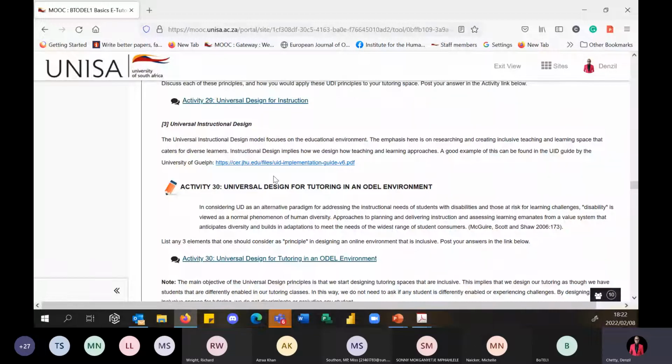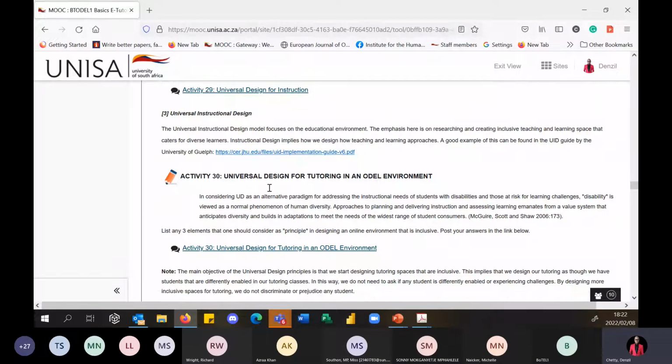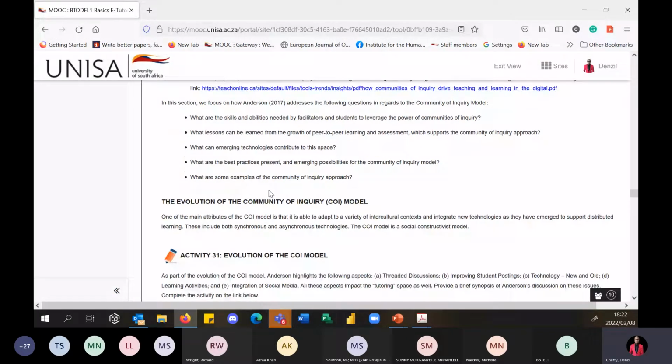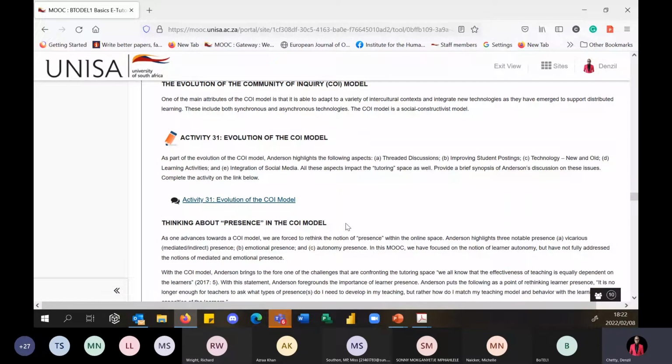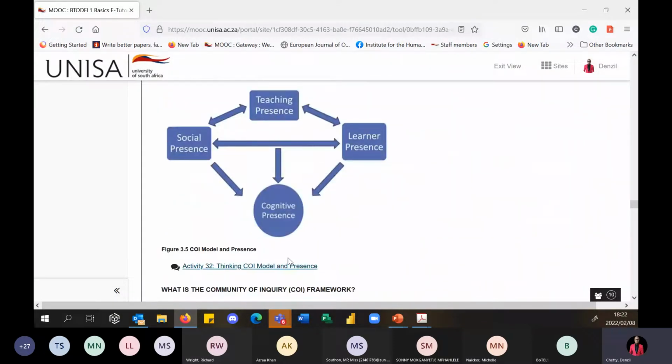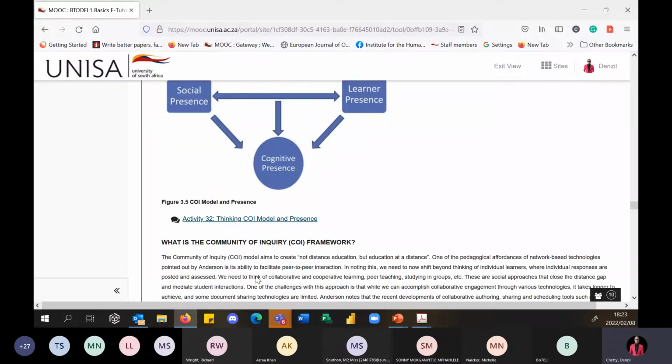Now, the evolution of a community of inquiry, drawing from Anderson's article, and here he talks about the idea of teaching presence, social presence, learning presence, and cognitive presence. Now, his idea here is that these four dimensions occur as part of a learning approach. When we talk of a community of inquiry framework, these are the different notions of what we call presence that appear in this model, right? And it's quite important because teaching presence, learner presence, social presence, and cognitive presence mean that there are different levels of how we engage our students in this engagement, right?